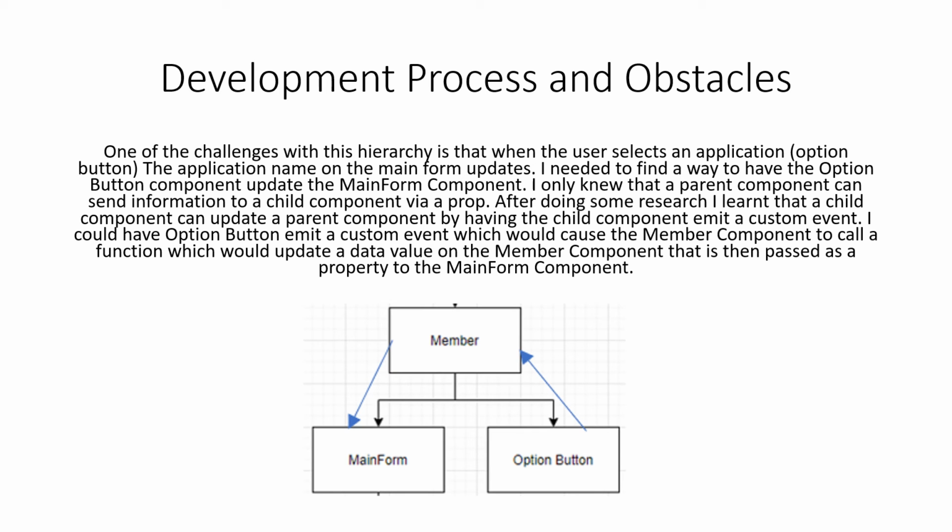I only knew that a parent component can send information to a child component via a prop. After doing some research, I learnt that a child component can update a parent component by having the child component emit a custom event. I could have the option button emit a custom event which would cause the member component to call a function which would update a data value on the member component that is then passed as a property to the main form component.